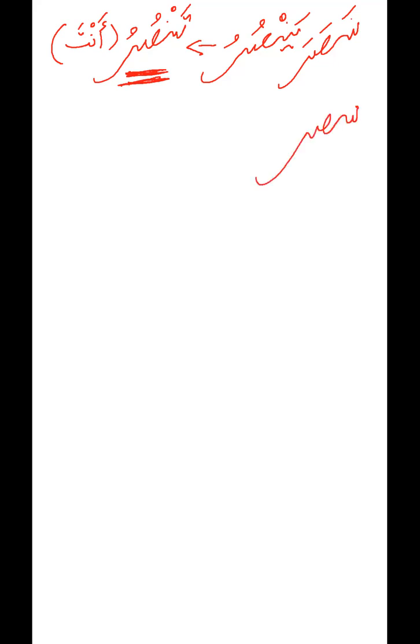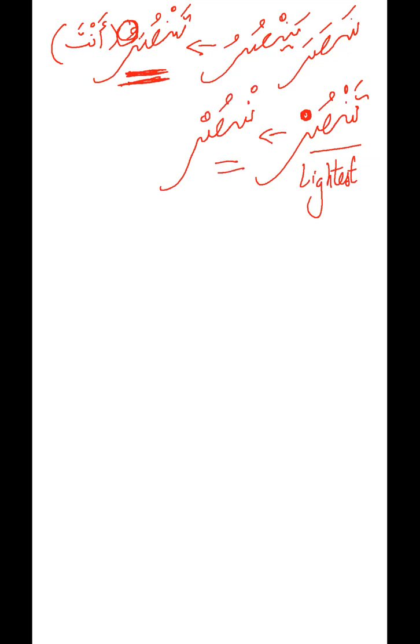When we need it lightest, we will remove the dhamma on the last letter of the normal and make it sukun, lightest. So the second step is make it lightest. And then what do we do? Remove the ta. Okay. Can we read this? No. So what do we need to do now if we can't read it?